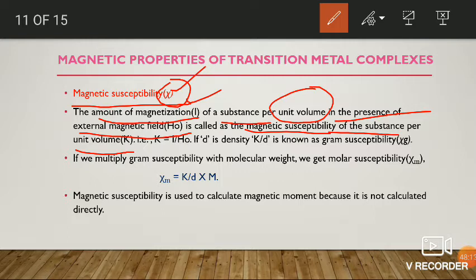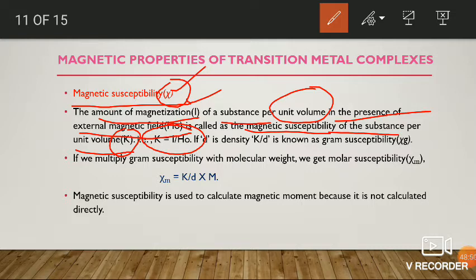It is generally denoted as K. Magnetic susceptibility or magnetization of a particular substance within the external magnetic field per unit volume is generally known as magnetic susceptibility per unit volume or volume magnetic susceptibility, which is denoted as K. Here K is equal to I by H0, that is magnetization divided by strength of the external magnetic field, that is volume magnetic susceptibility. K is nothing but I by H0.